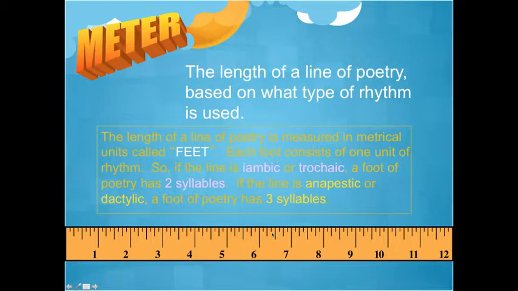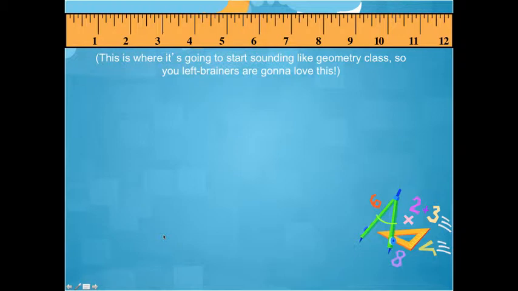I'll continue on. Each foot consists of 1 unit of rhythm. So if the line is iambic or trochaic, a foot of poetry has 2 syllables. If the line is anapestic or dactylic, a foot of poetry has 3 syllables. Get it? Well, let me explain a little further.